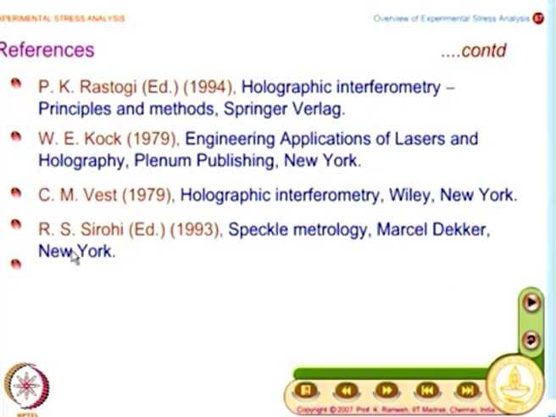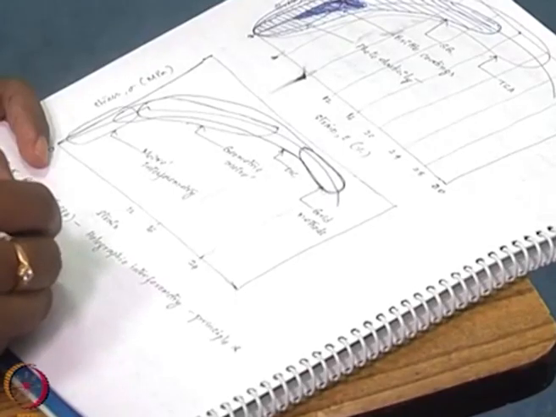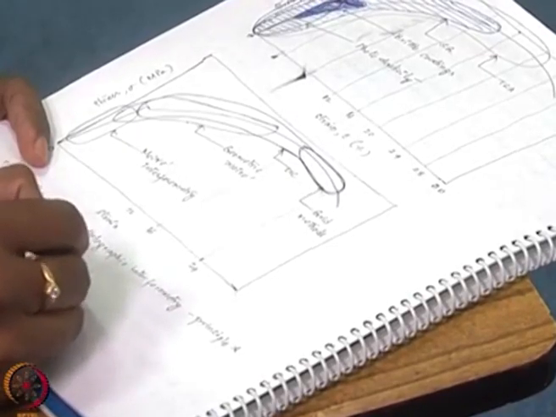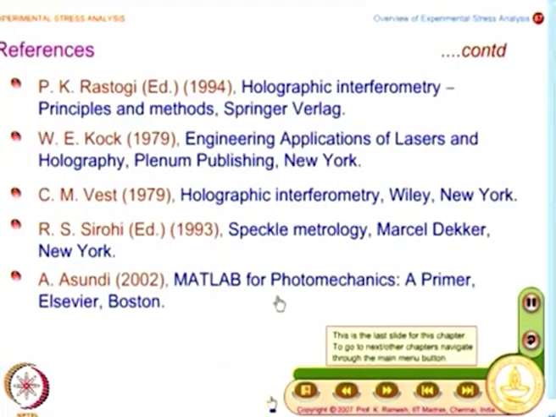And finally, you have a book on speckle metrology, which is a group of interferometric techniques. You have holography followed by speckle, and you have a book by R.S. Sirohi. He had a very good lab at IIT Madras, and several of his students have made significant contributions in the area of speckle metrology, and we need to be proud of that. And finally, you have a book by Asundi. More and more computer processing is done, and he has shown how MATLAB can be used for photomechanics.